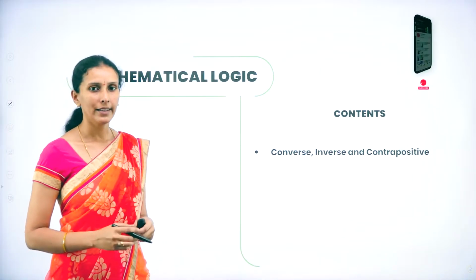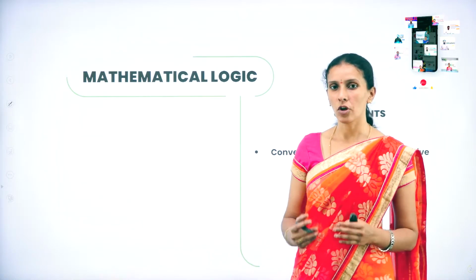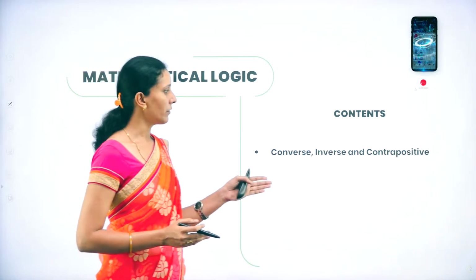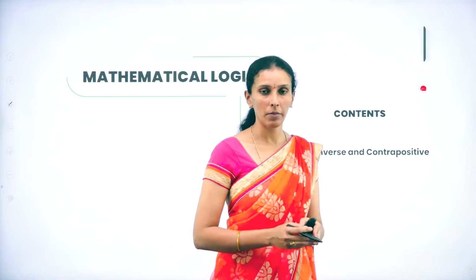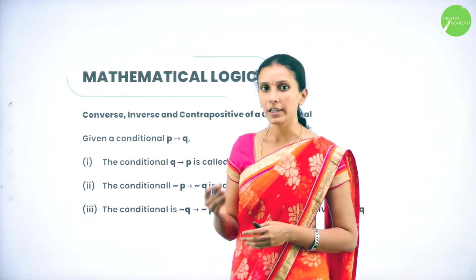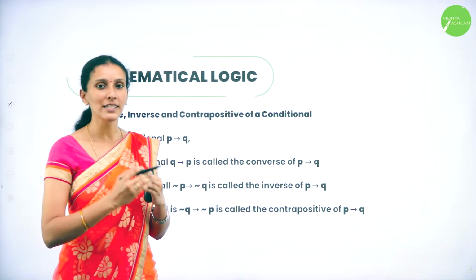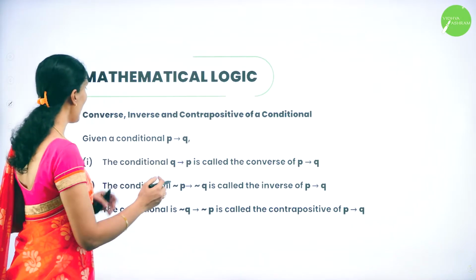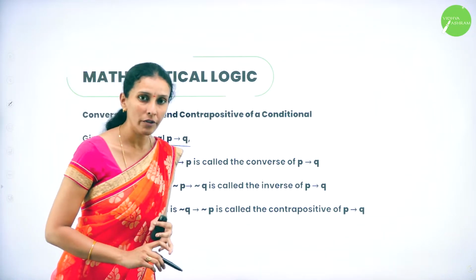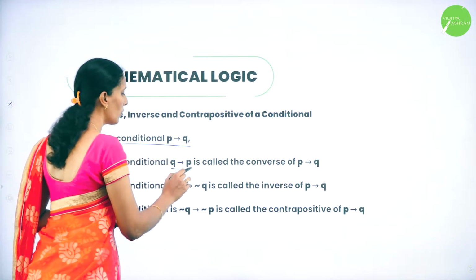So here in this session, we will be studying the converse, inverse and contrapositive of a given statement. What do you mean by the converse, inverse and contrapositive of a given statement? How to write it? This is possible when the statements are given in the form of a conditional. Conditional means if-then statements. For example, we have a conditional statement P implies Q. Then how to write the converse of the given conditional? The converse is Q implies P.